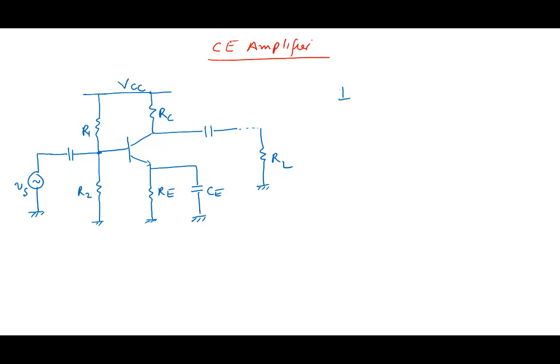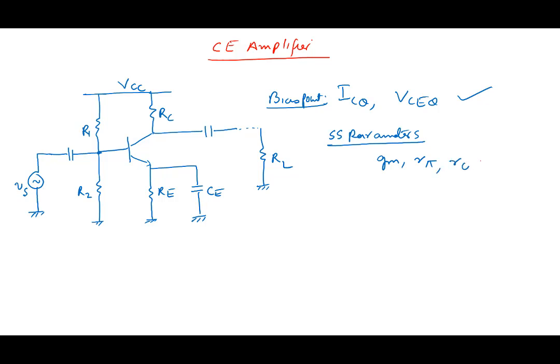to calculate the bias point, ICQ, VCEQ. That's the bias point here. All of you should note this. Once you do that, you should know how to calculate the small signal parameters like GM, R pi basically, and R naught.